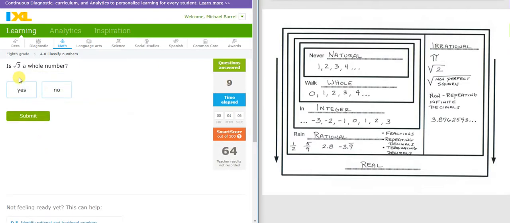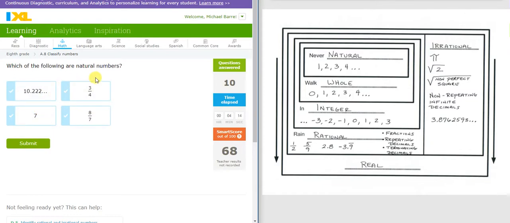Awesome. Square root of 2. No, that guy's over here. He's right here. He's irrational. Are you whole? No, you're an irrational. Let's see. Which of the following are natural numbers? Naturals are 1, 2, 3, 4. So that's the only natural up there.